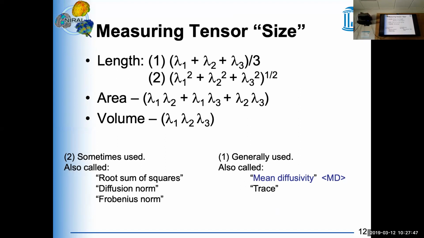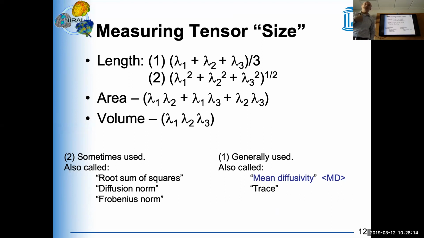So when we're talking about mean diffusivity, it's not the volume of the diffusion that we're measuring, but rather the average diffusion across any direction that we're measuring. That's also the trace of the tensor matrix, for those of you more mathematically inclined. That's why these two things are often used interchangeably. Trace or mean diffusion. Yes.